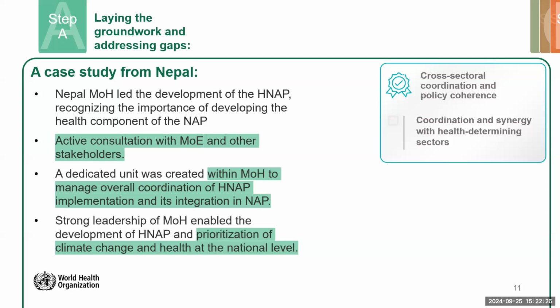So some of the things we need to consider at this stage, in developing the HNAP and bearing in mind the quality criteria, is: is there a strong and collaborative connection in your country, and potential impacts of the plans and adaptation measures of other sectors on health? Those are some things that are important to consider as we're looking at the synergies and the coordination with health determining sectors.